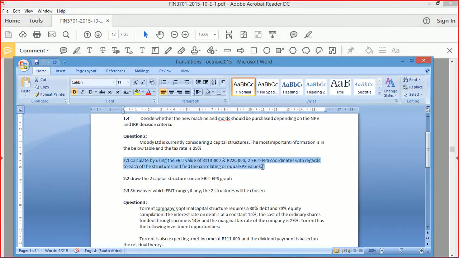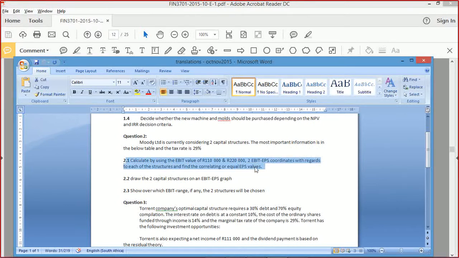Okay, 2.1 was calculate the EBIT value of that. 110,000, 220,000, two EBIT EPS coordinates with regards to each of the structures, and find the correlated or equal EPS values. Okay, so obviously you were calculating the EBIT and the EPS.